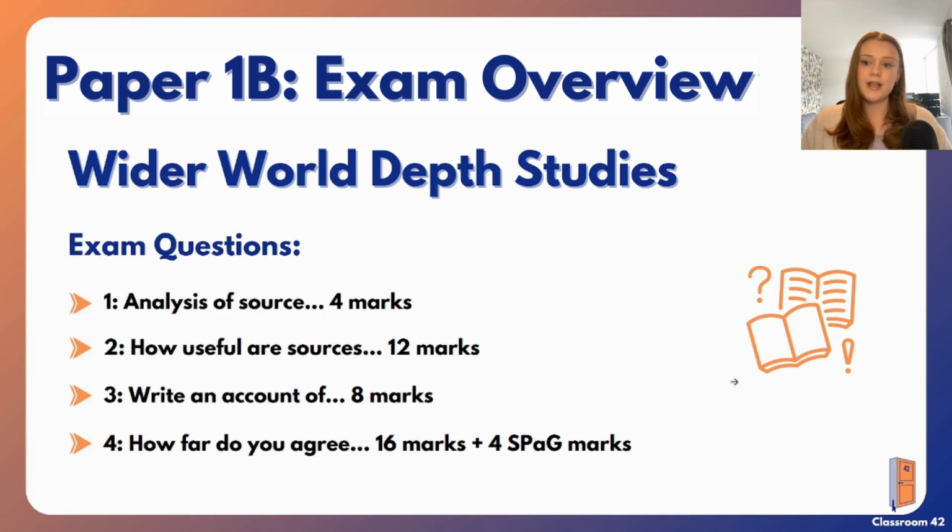For this section, you have 4 different question types. Question 1 will be an analysis of a source, which is worth 4 marks. Question 2 will be looking at how useful are the sources, and that is worth 12 marks. Your question 3 will ask you to write an account of, and that will be an 8 marker. And then your final question will be a how far do you agree, which is worth 16 marks, and you also do get 4 marks for spelling, punctuation and grammar for this question.